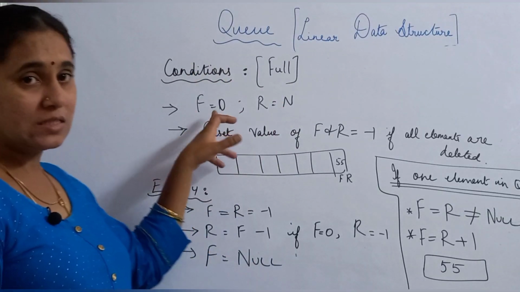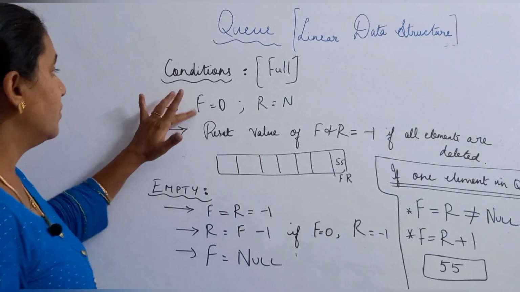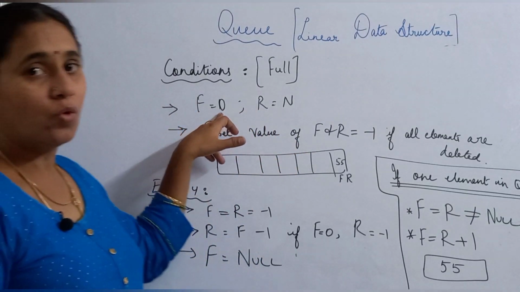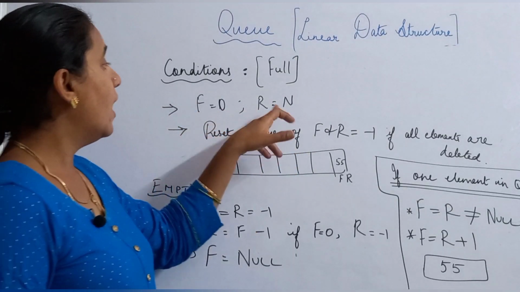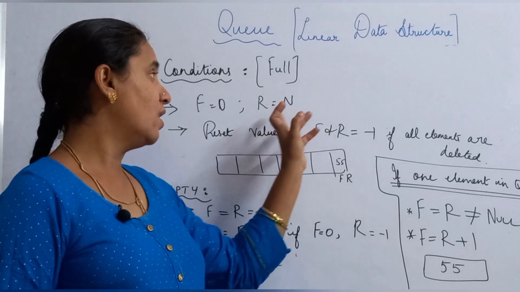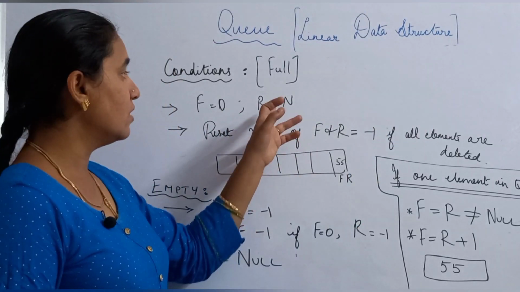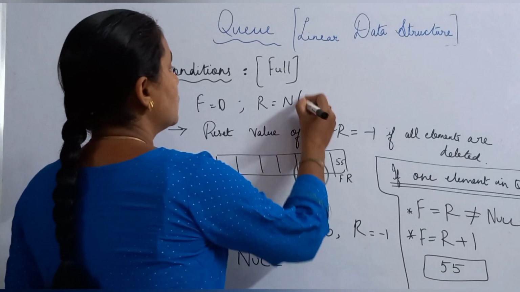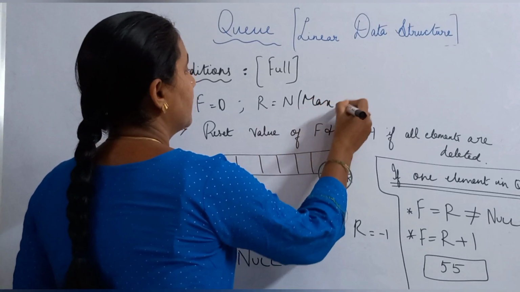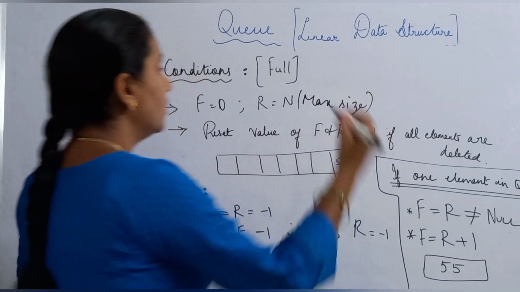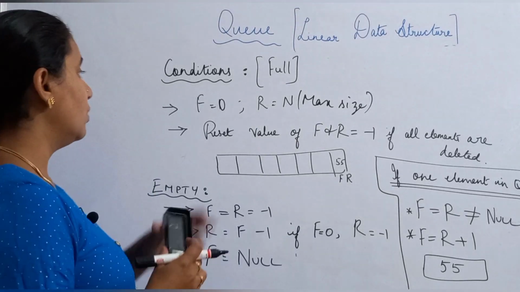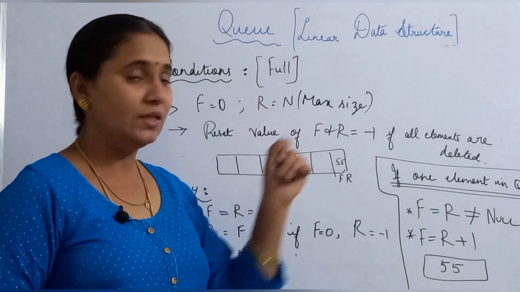So this we have just now discussed, isn't it? So f will always point to the first element and r will always point to the last element. So that is r is equal to n, where n stands for the maximum size. Okay, so this is the first condition: f equal to 0 and r equal to n.